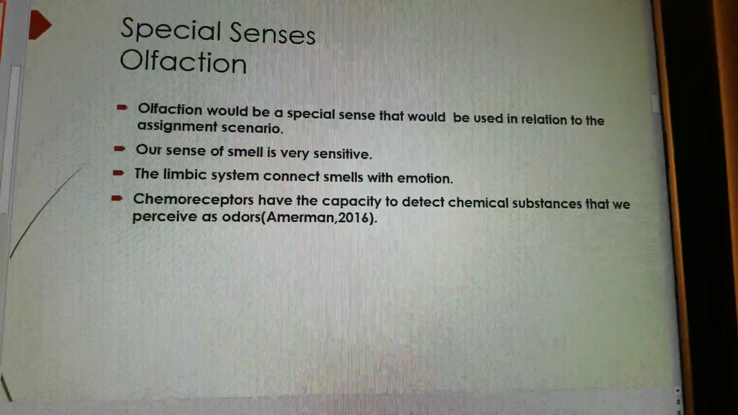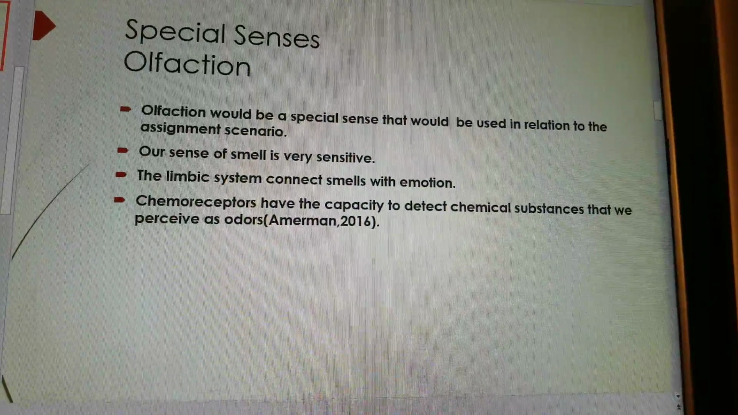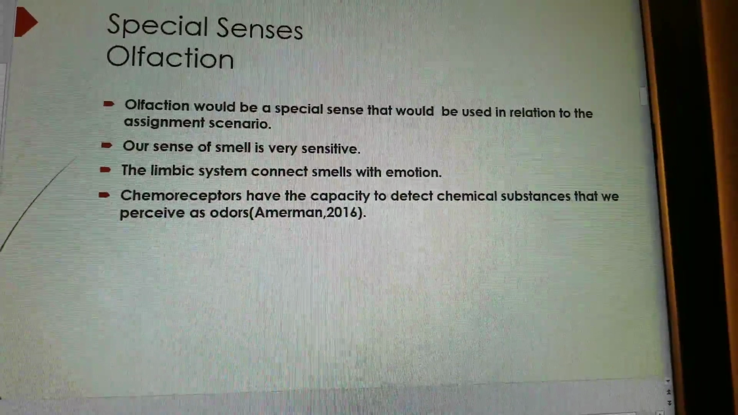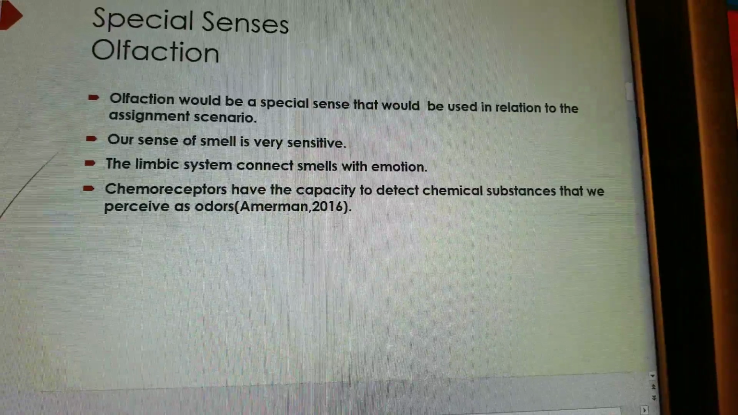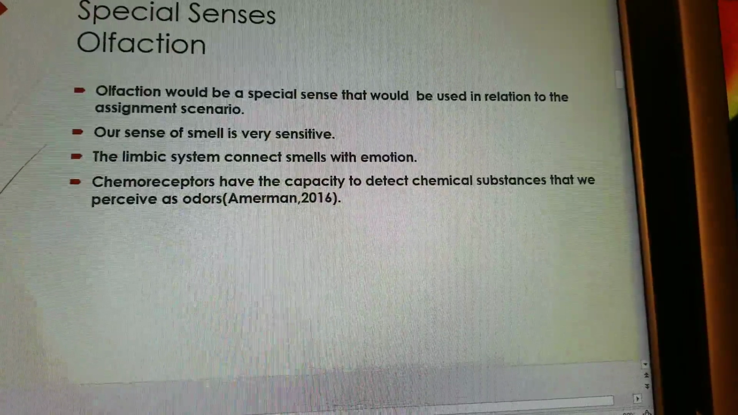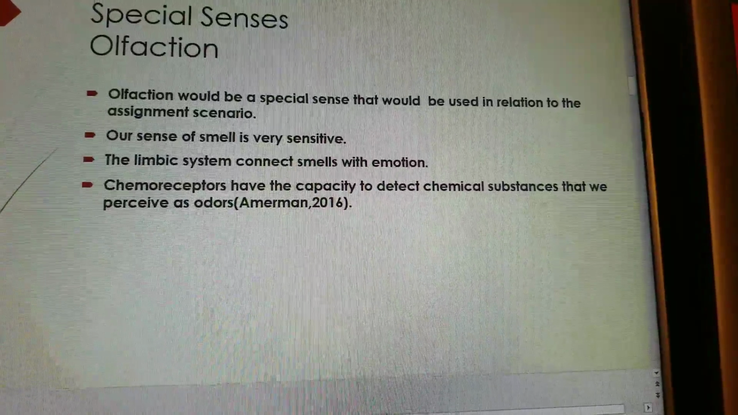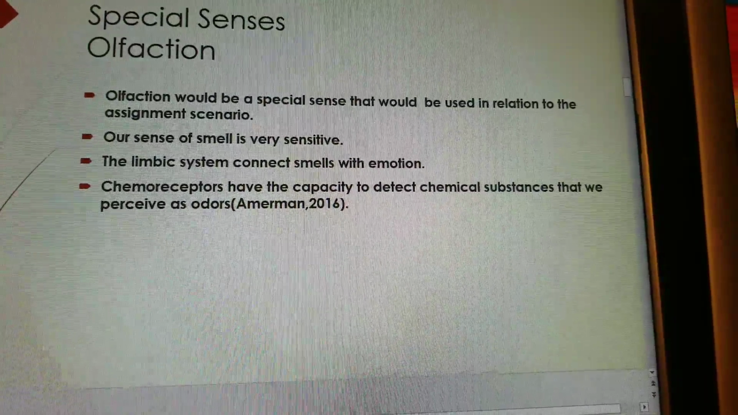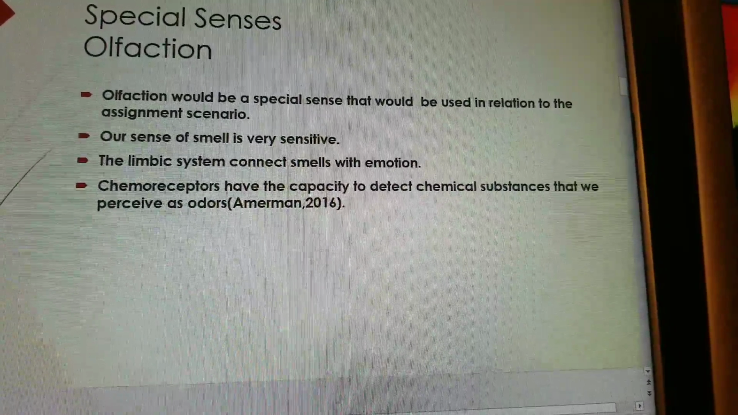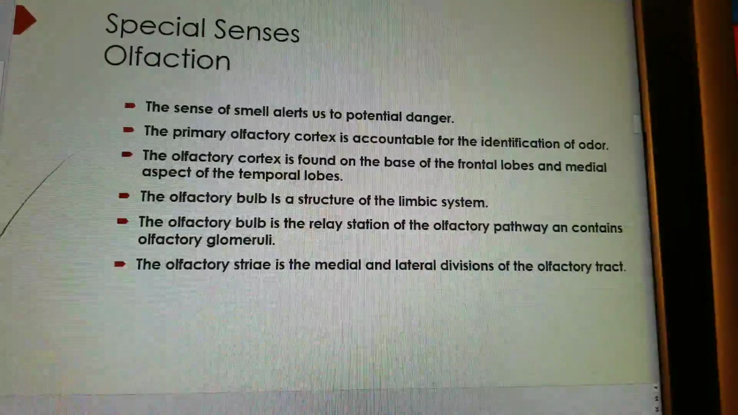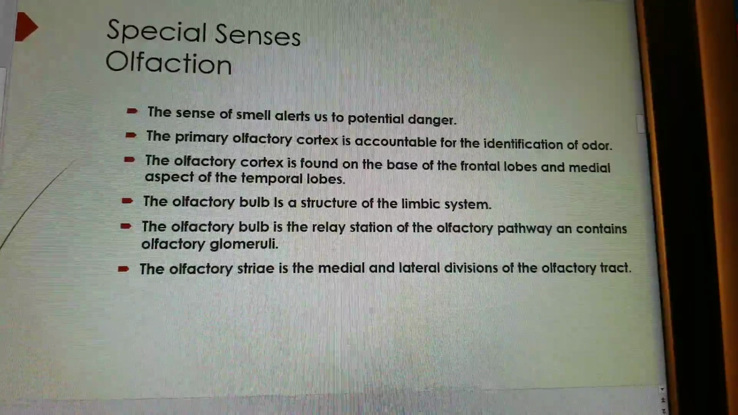Olfaction would be a special sense that would be used in relation to the assignment scenario. Our sense of smell is very sensitive. The limbic system connects smells with emotion. Chemoreceptors have the capacity to detect chemical substances that we perceive as odors. The sense of smell alerts us to potential danger.